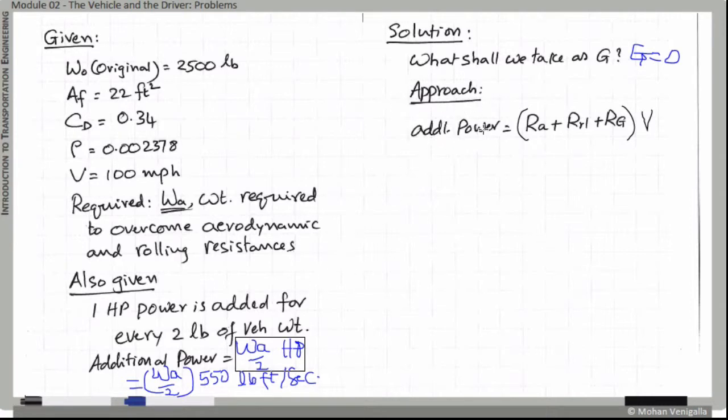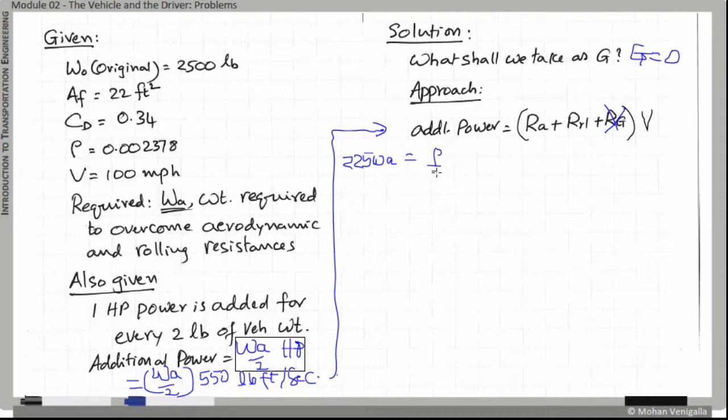So the approach is that the additional power has to be equated to the power required to overcome the aerodynamic and rolling resistance, absent grade resistance, so we drop that term. The power is nothing but resistance times speed, which is why you see the additional term here. Bringing that over, WA over 2 times 550 is going to be 275 WA, and I'm going to expand the terms inside and bring V inside also.